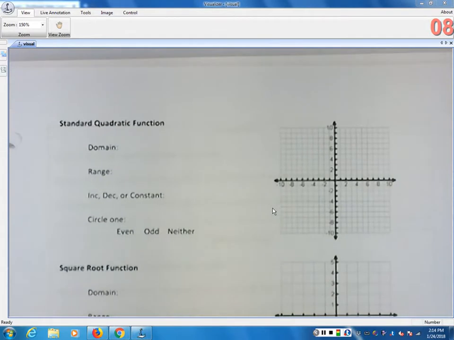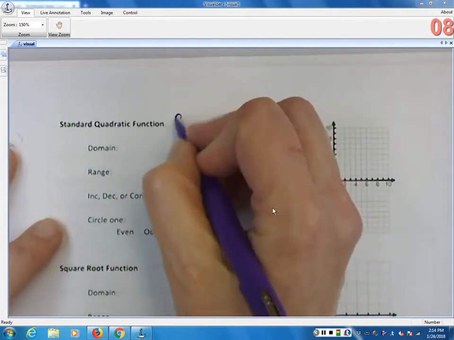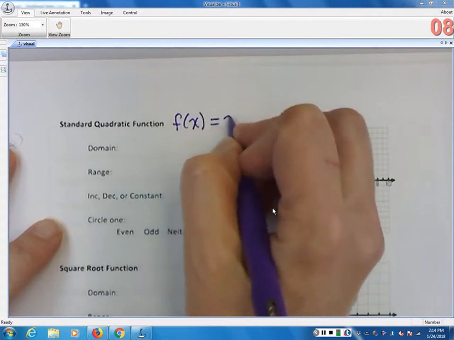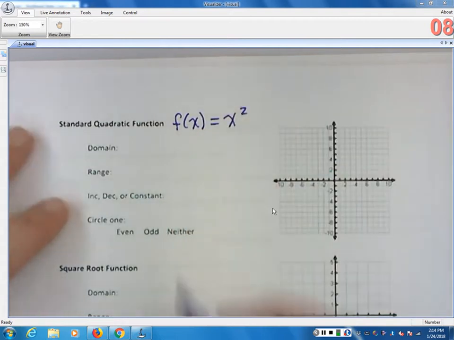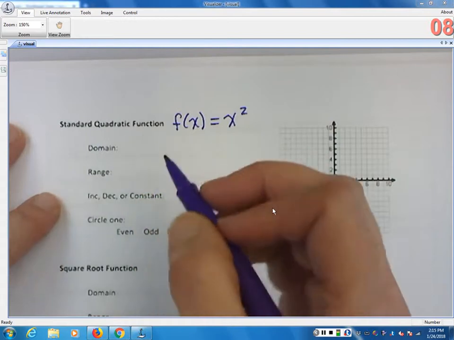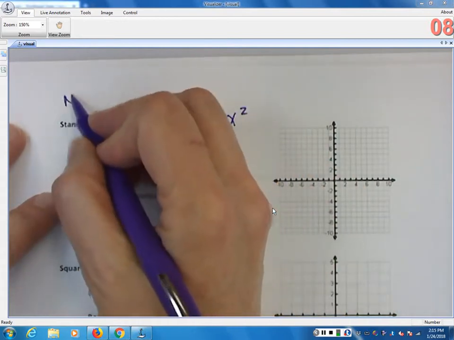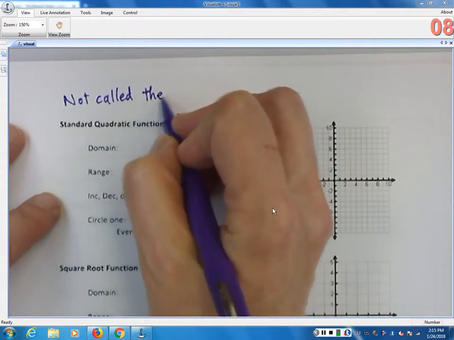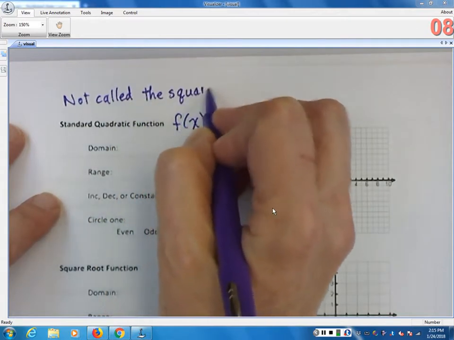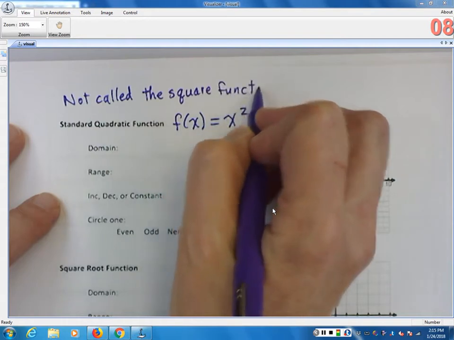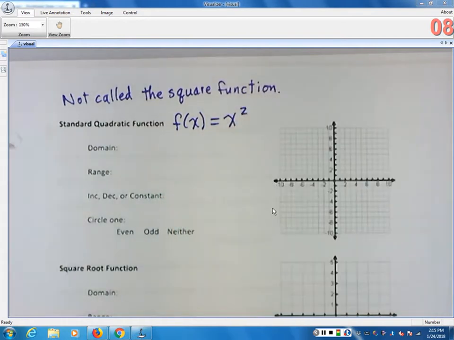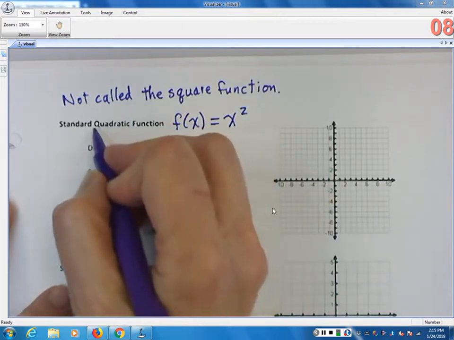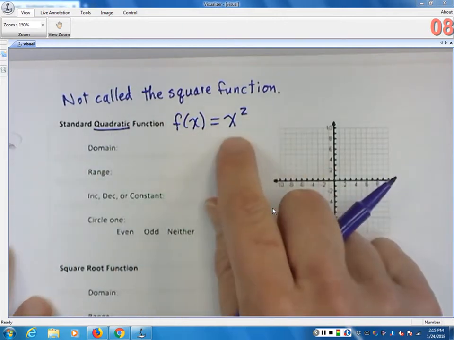All right, and then the standard quadratic function. Let's say what it is. F of x equals x squared. In this class, we don't call this the square function. I think they called it that in 1100. So we call it the standard quadratic function. X squared to its highest power is just x squared.